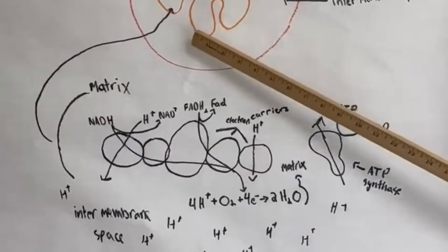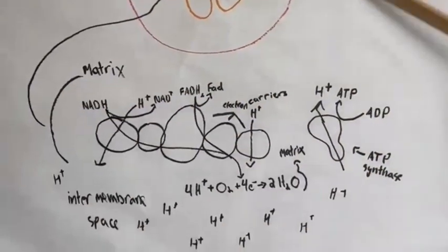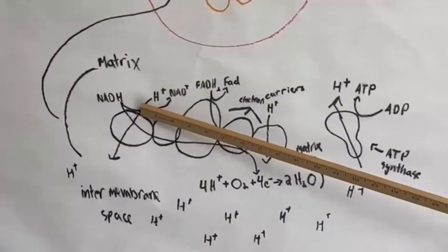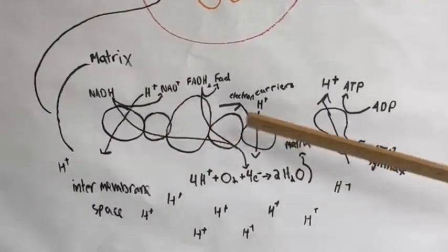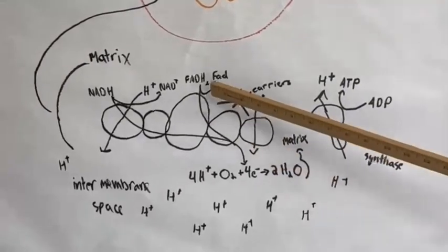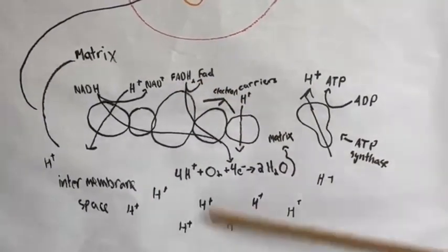Electron transport chain happens in the inner membrane and the intermembrane space of the mitochondria. It starts with NADH dumping its electrons into the electron transport chain. Later, FADH2 dumps its electrons into the electron transport chain. Hydrogen ions are pumped into the intermembrane space through the electron transport chain.